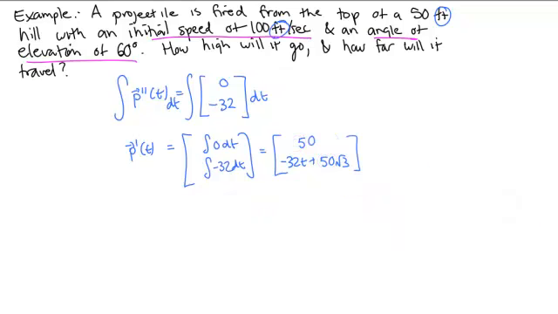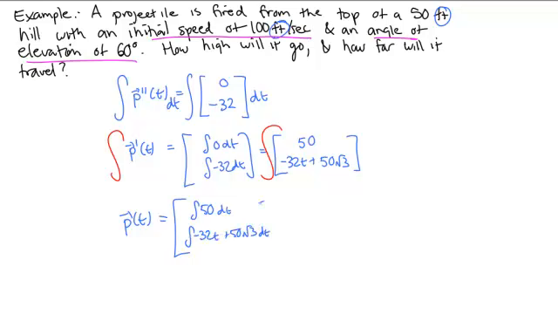Now that we have the velocity, we could integrate this one more time in order to get a hold of the position function. So p of t is going to be the vector valued function who is the integral of 50 dt, comma the integral of minus 32t plus 50 root 3 dt. So if we integrate these two functions, we're going to get 50t plus some other constant, e, and then we're going to have, let's see, minus 32 times t squared over 2 would be 16t squared, plus 50 root 3 times t plus some other integration constant, f.